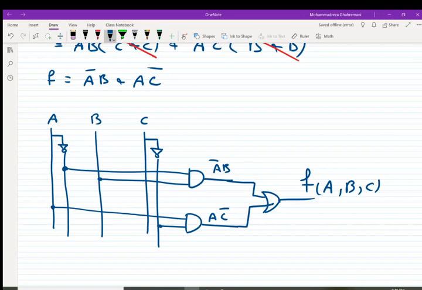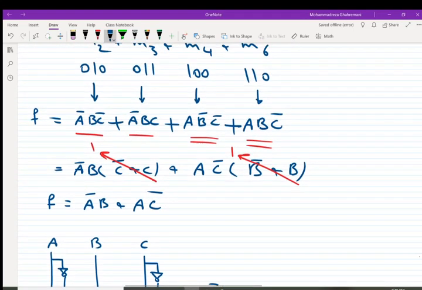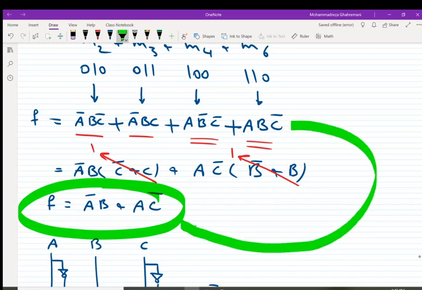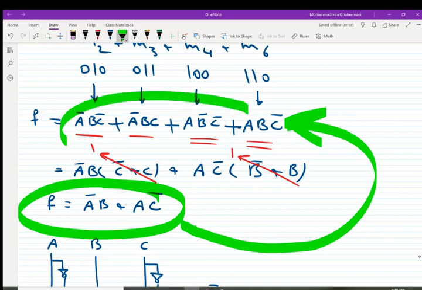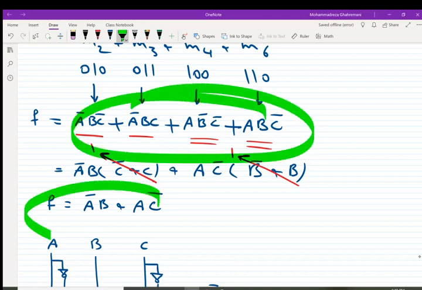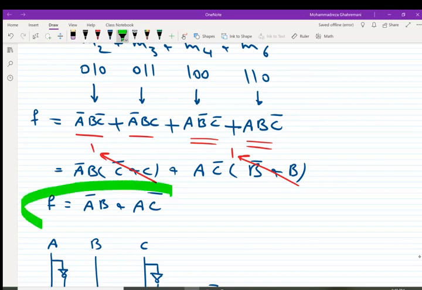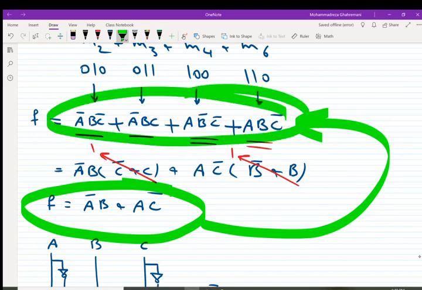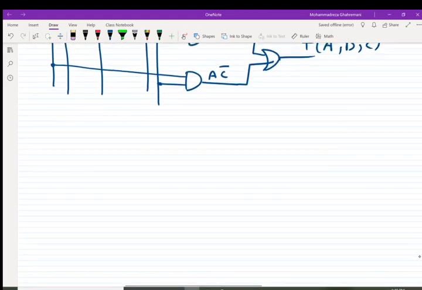The next thing we should learn: what if we have this form of the function and we are supposed to convert it? This one is of course non-canonical, and we are supposed to convert it to the canonical form. We know how to simplify from canonical form to non-canonical form as we did now. But what about the reverse way? How can we convert a non-canonical form to a canonical form? Okay, let's see how we can do that.